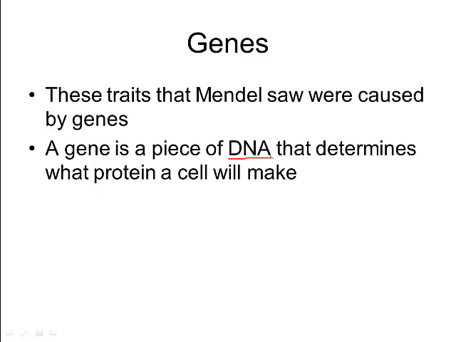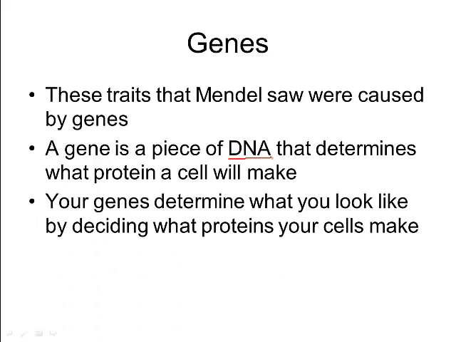And that protein, in turn, is what is going to decide what you look like. So your genes determine what you look like by deciding the proteins that your cells make. If you have brown eyes, that means that the cells that make up your eye are producing a protein that is making them brown. That's how the genes work: they tell your cells to make certain proteins, and that gives you the traits that you have. We will go into more detail on how DNA does this later in the unit.